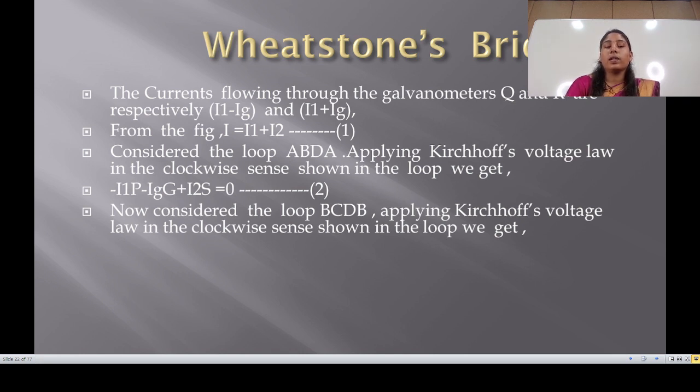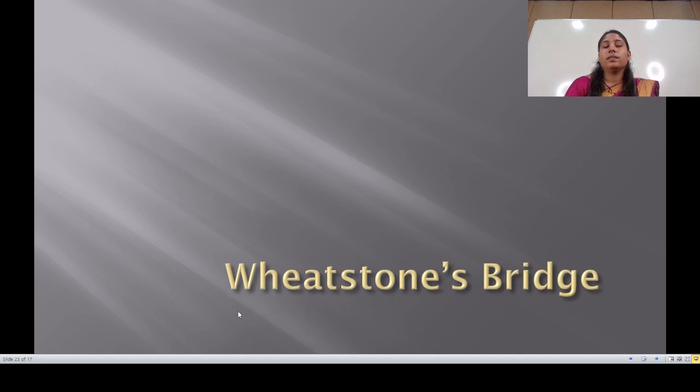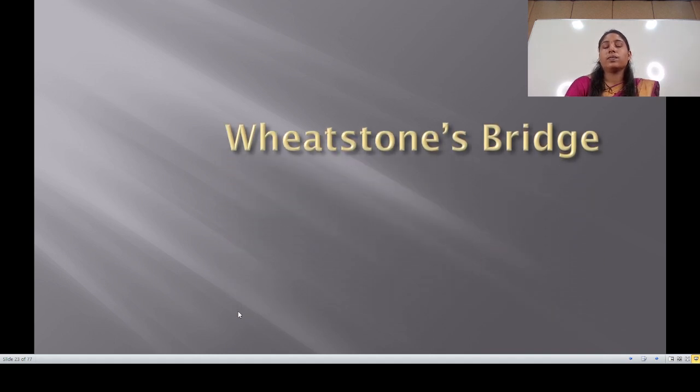Now consider the loop BCDB. Applying Kirchhoff's voltage law in the clockwise sense as shown in the loop, we get minus (I1 minus Ig) into Q plus (I2 plus Ig) into R plus Ig into G is equal to 0. This is equation number 3. From these three equations 1, 2 and 3, we can find the current flowing through any branch of the circuit. This is the Wheatstone bridge.